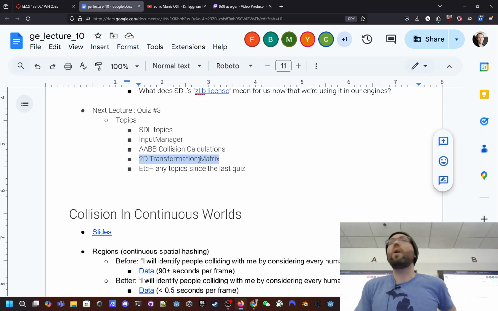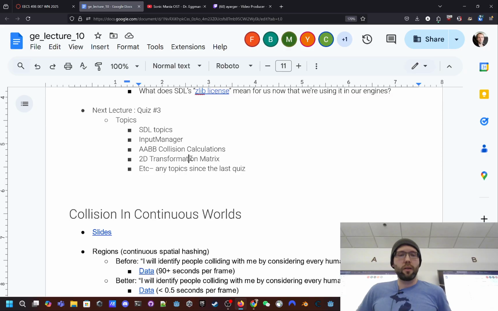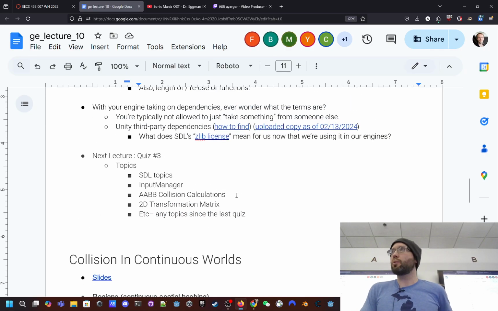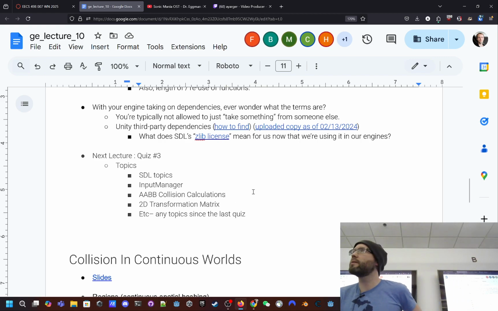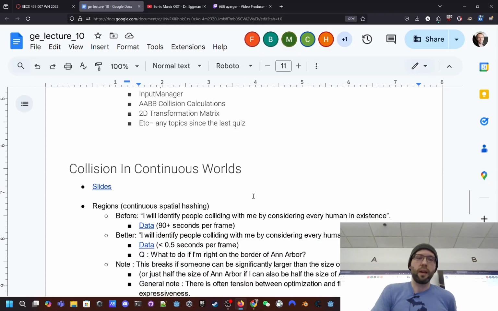And by the way, if you want to get into 3D and you want to do really serious rendering, you gotta get into this. So for the 2D transformation matrix, you're going to want to study the operations that can be done on it. Basically any topic since the previous quiz covered in lecture is fair game, but these are definitely the big ones. So, I wish you luck.